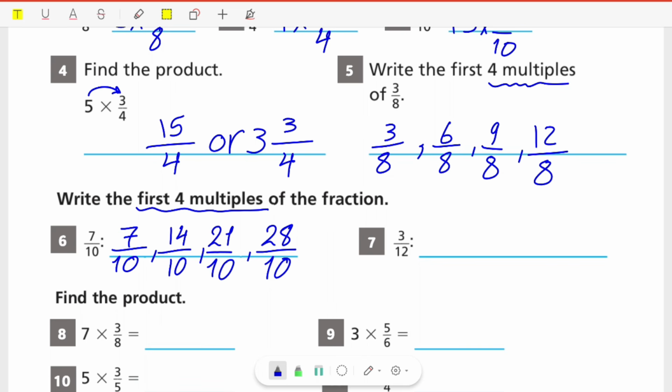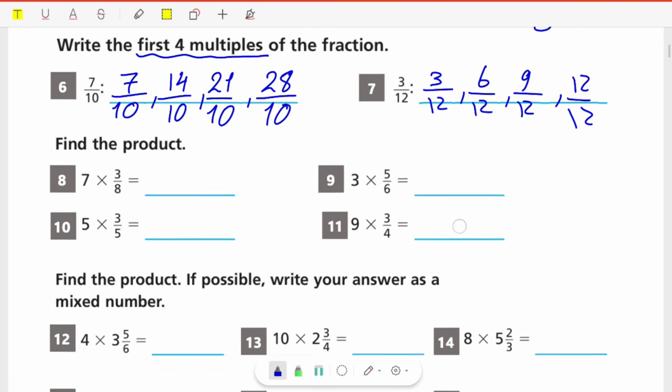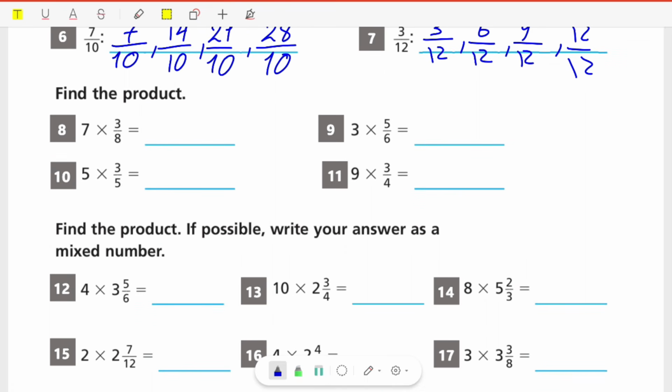Okay, what about 3 over 12? 3 over 12, and then 6 over 12, 9 over 12, and the last one 12 over 12. Okay, so easy, right? Now let's go to the next question.